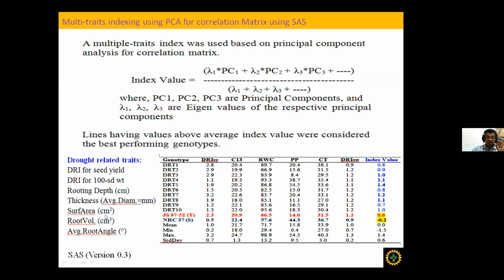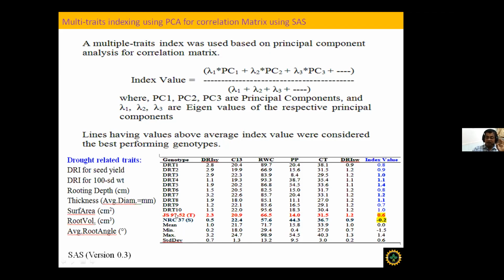Then there is thickness, then surface area, root volume, and average root angle. Likewise, here also, carbon isotope discrimination ratio, relative water content, pot field moisture content, canopy temperature. So all these traits you can see here, and these are the genotypes, and these are the values for different traits. They are indexed into a value you can see here.